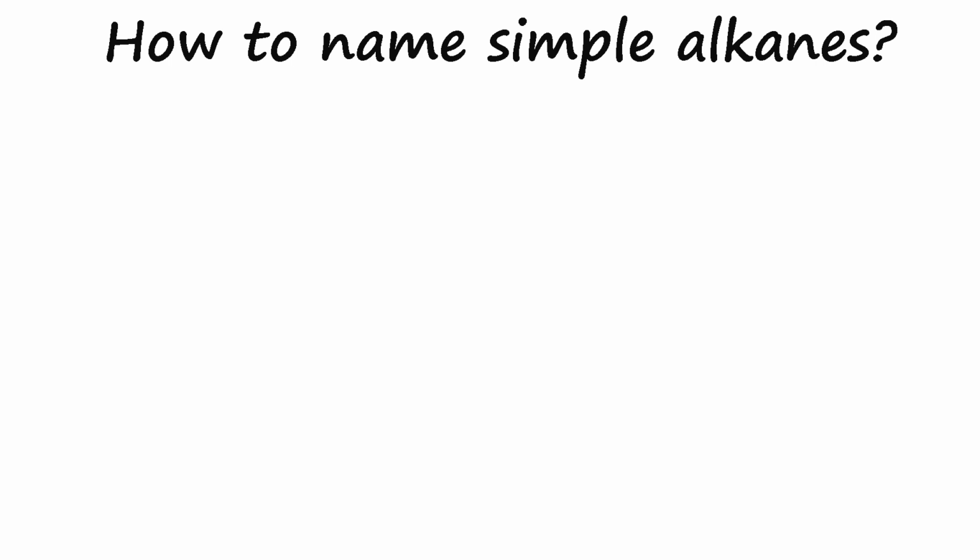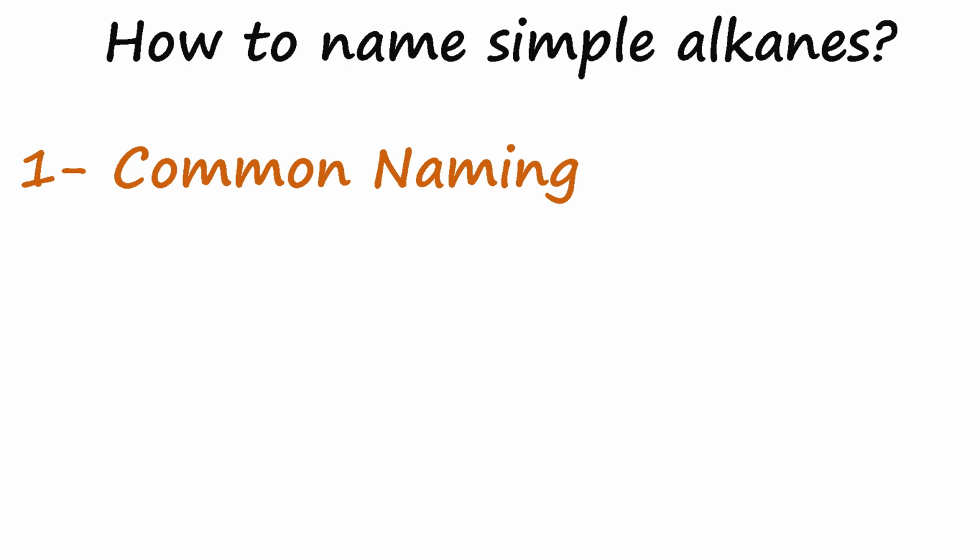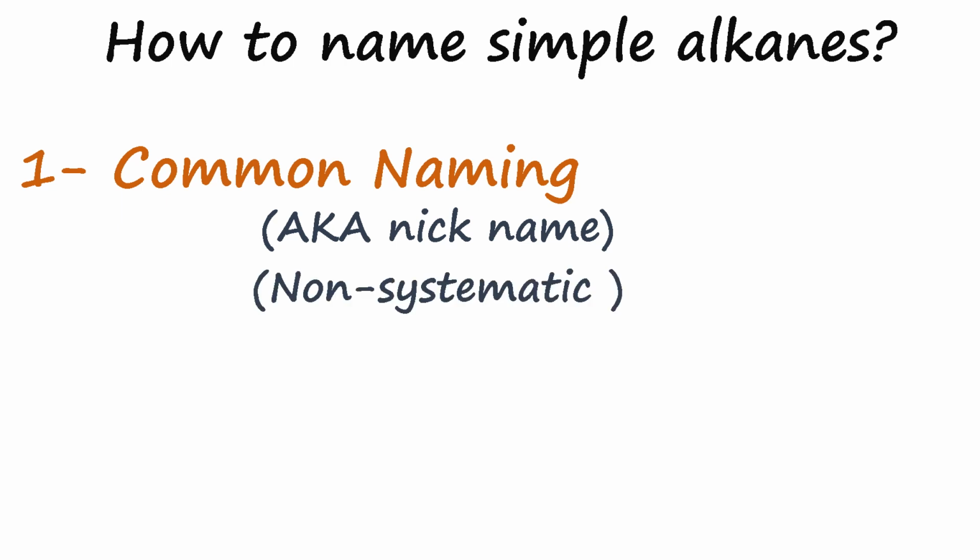Hey guys, so in today's video I'm going to show you how to name simple alkanes. For organic compounds we usually have two different names. The first is the common name, which comes from the historical usage of a specific compound. It would be easier if you remember this as the nickname of the compound. These systems are obviously non-systematic, and that's a drawback because we cannot use them to describe larger and more complicated molecules with many isomers.